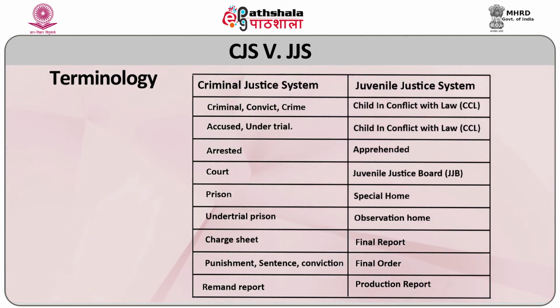In the criminal justice system, the police submits a charge sheet, whereas the charge sheet is called a final report in the juvenile justice system. In the criminal justice system, the process is called punishment, sentence and conviction, whereas in the juvenile justice system it is called the final order. In the criminal justice system, there is a concept called remand report, whereas in the juvenile justice system this remand report does not exist, it is called the production report.